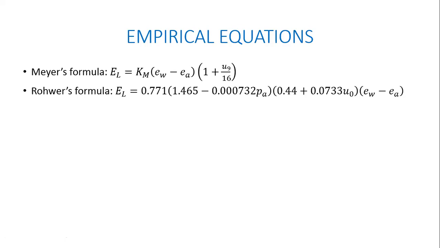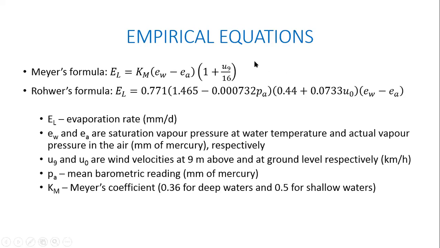I'll just explain what these different terms are. EL is basically the evaporation rate, usually expressed in millimeters per day. EW and EA are the saturation vapor pressure and the actual vapor pressure in the air, which is usually measured in millimeters of mercury. U9 and U0 are the wind velocities at 9 meters above ground level and at ground level respectively, and so on. PA is the barometric reading, the atmospheric pressure, and then Km is what is called the Myers coefficient, which is 0.36 for deep waters and 0.5 for shallow waters, and so on. Do not worry about these equations. You don't have to memorize them. This is just for your information.